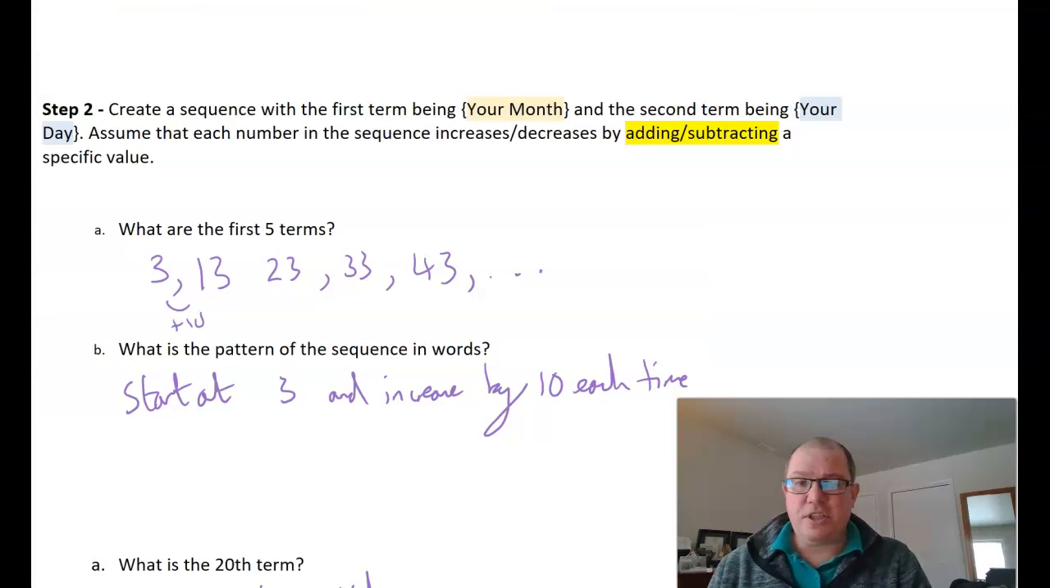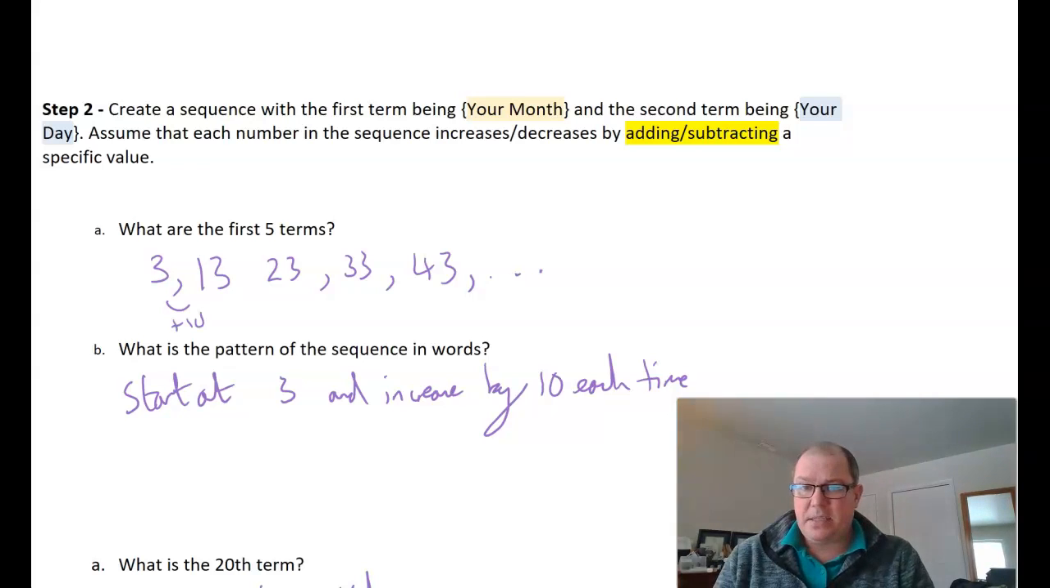So the first thing we have to do is create a sequence that goes up by adding or subtracting. To do this, take the number of our month, which for me was March, so January, February, March, that's the number 3, and then my day, which was the 13th, and so the first two terms of my sequence are 3 and 13, as you see there. Because that's going up by 10 each time, I can generate the other numbers just by adding 10 to the last term to get my first 5 terms: 3, 13, 23, 33, and 43.